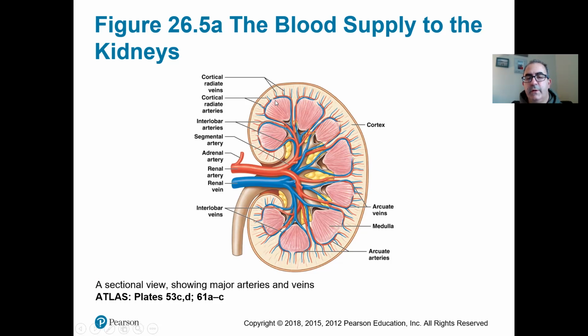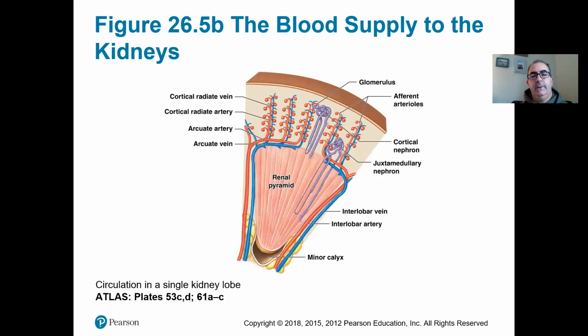The waste product is going to travel through the renal pyramids, renal papilla, minor calyx, major calyx, renal pelvis, down through the ureter. So again, here's a little bit more of a close-up look. This right here in red is your interlobar artery, which then branches into the arcuate arteries. These arcuate arteries separate the cortex and the medulla. And then you have these arteries that go up into the cortex. Those are called cortical radiate arteries.